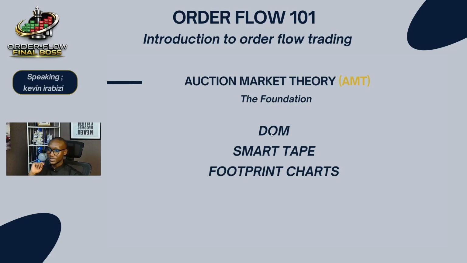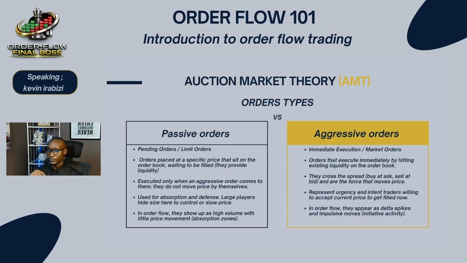So what is the smart tape? Smart tape, this is where you will find your aggressive orders. Buyers or sellers that want immediate action will place their orders right here. So what are the footprint charts? This is the tool where you will be able to count the number of buyers and sellers in correlation to the liquidity. With time, you're going to learn everything that I'm talking about.